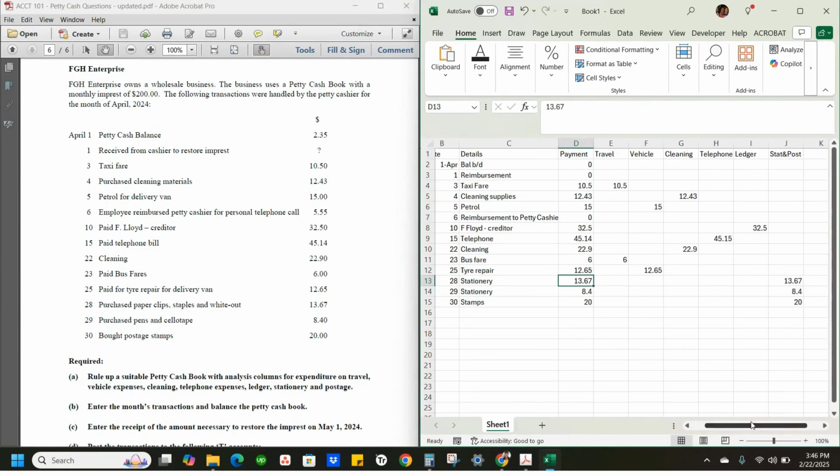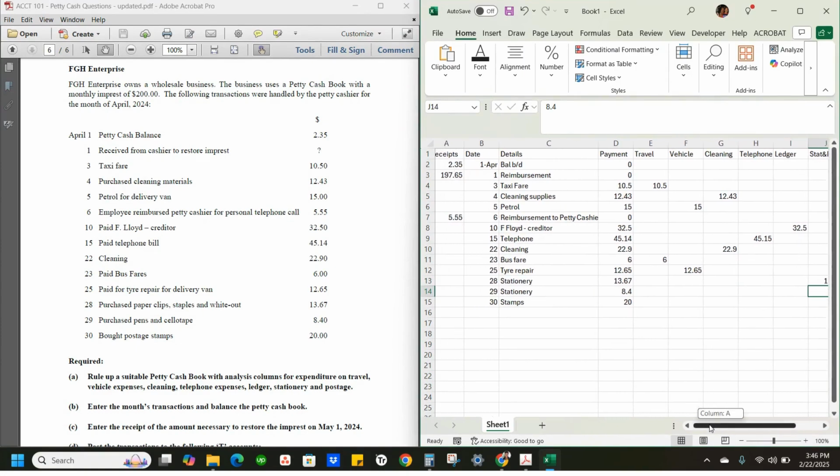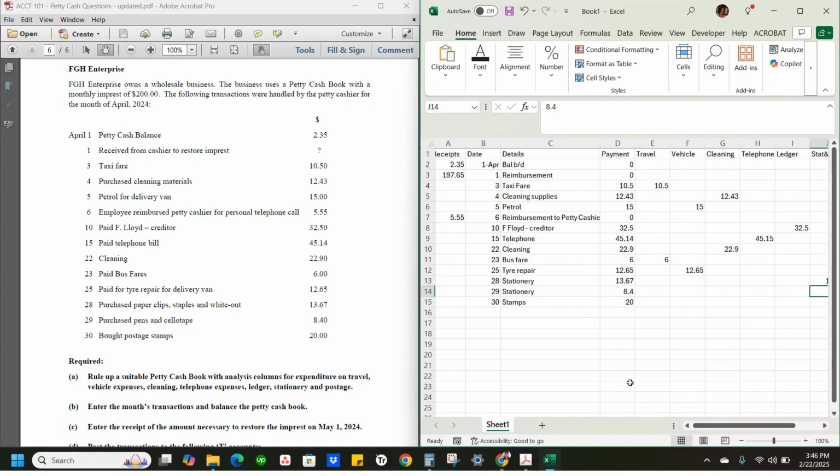The purchase of stationery on the 28th for $13.67. We have that here. Let's go across a bit, and we see it there in our payment column. Our analysis column for stationery. We also see the $8.40 in both places and the $20. So we do have everything based on the activity we went through for April.